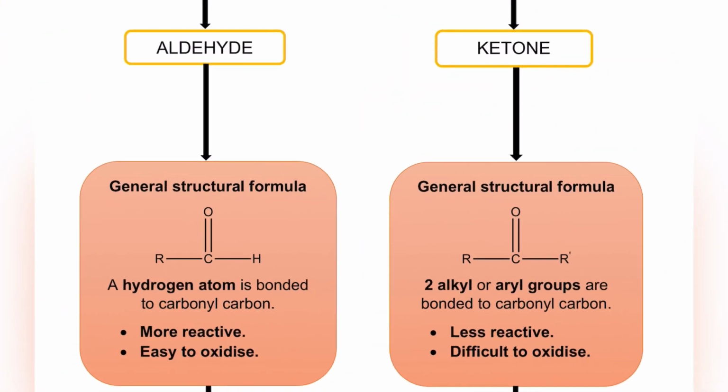For aldehyde and ketone, the difference is how you attach the alkyl group to the carbonyl carbon. For example, aldehyde you must have at least 1 hydrogen at the carbonyl carbon. But for ketone, both sides must be attached to alkyl group. Your alkyl group also can be aryl groups. In terms of reactivity, aldehyde is more reactive and easy to oxidize compared to ketone.